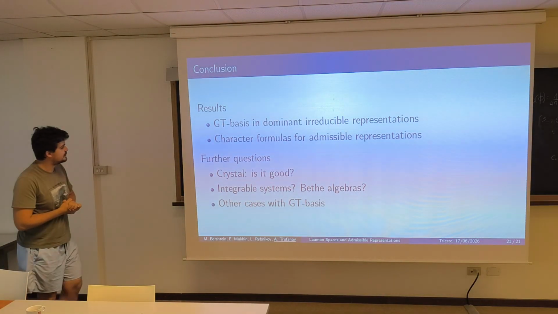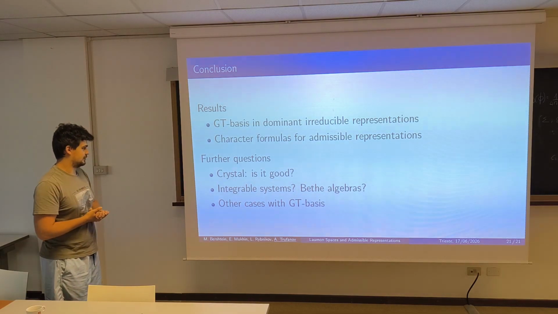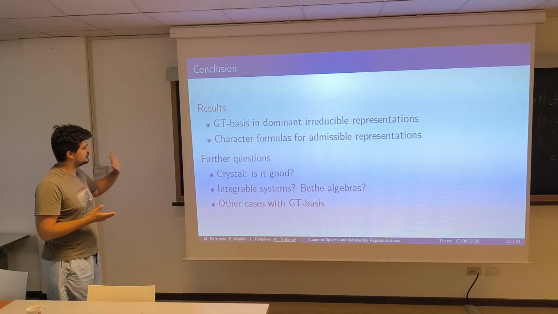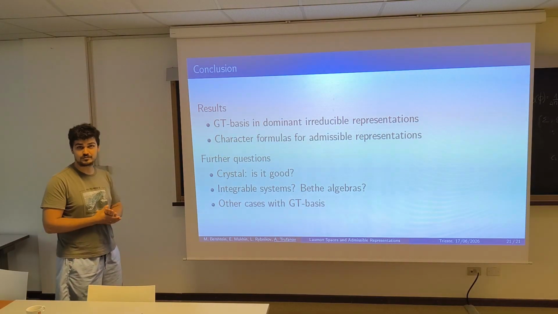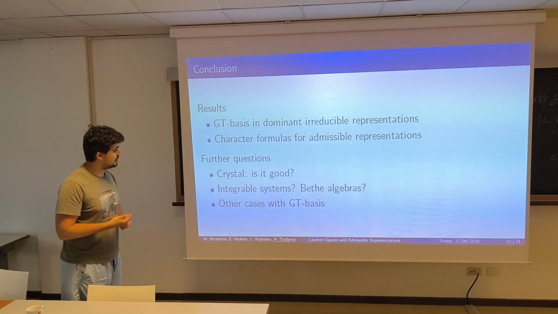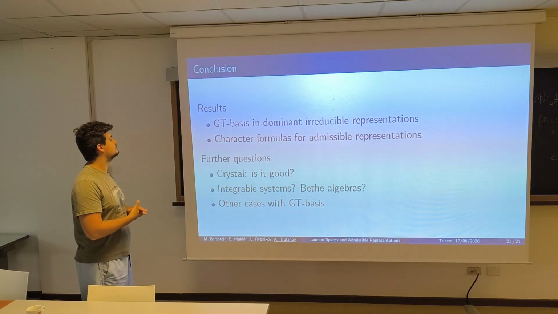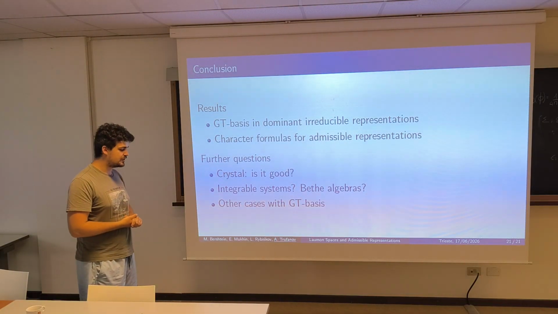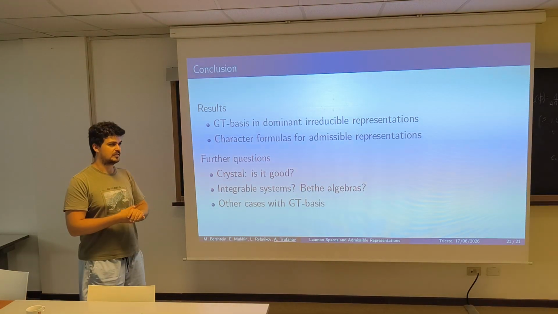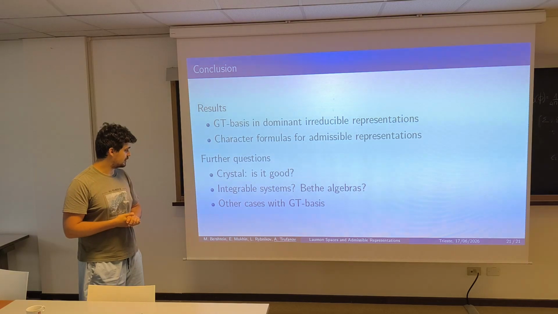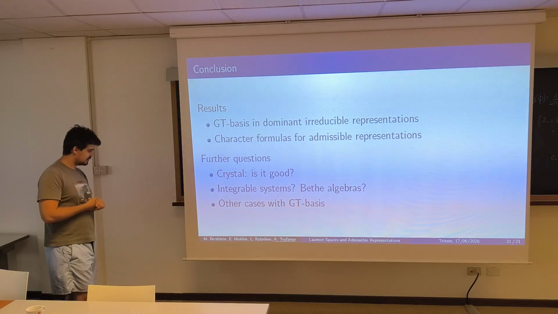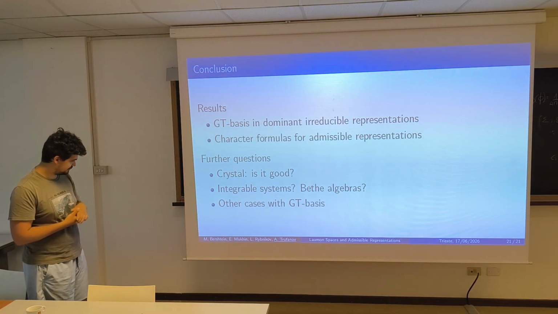Conclusion and finish. So what have we done? We constructed a Gelfand-Tsetlin basis for dominant reducible representations, in particular for admissible representations. We have seen this generalization of the formula for characters as a generating function of these partitions. Yeah. But still there are some questions.